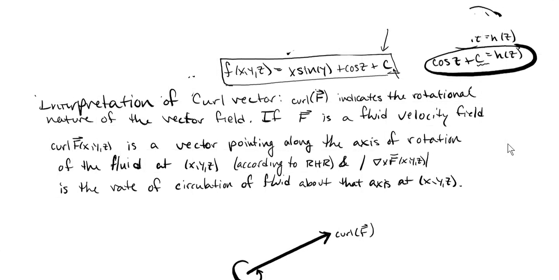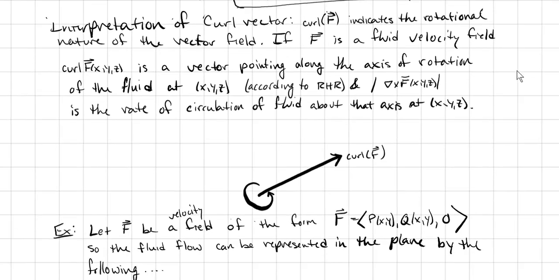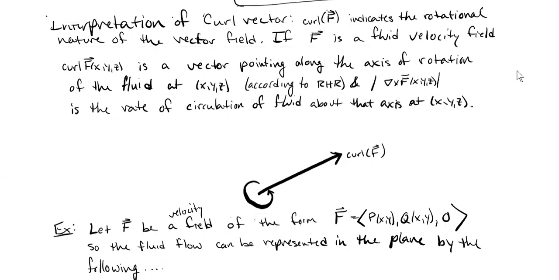Okay, now finally, we've kind of put it off. Let's talk about the interpretation of the curl vector. What does this thing mean? What does it tell us about a vector field when we take its curl? We plug in some numbers, get some vectors out. But here's how we want to think of the curl. The curl of f indicates the rotational nature of the vector field.